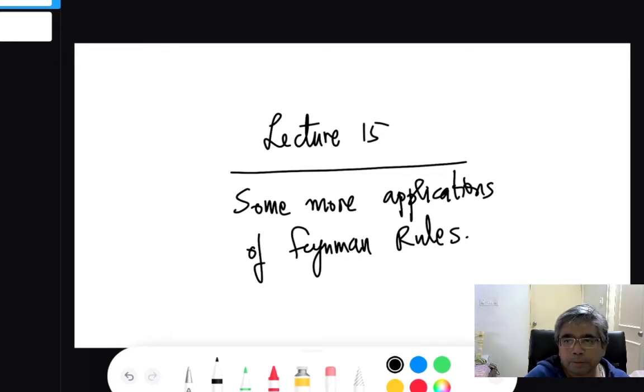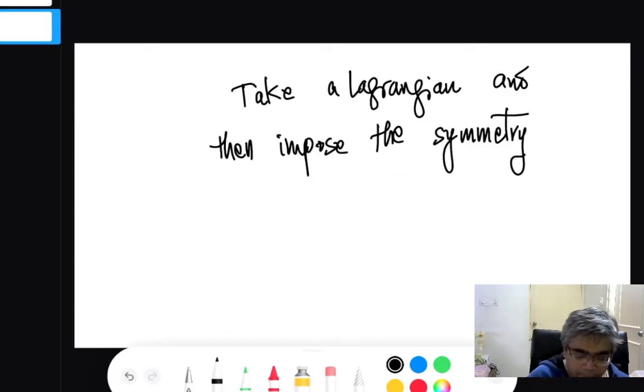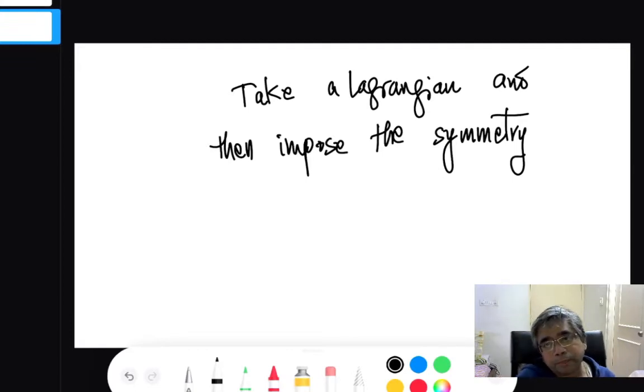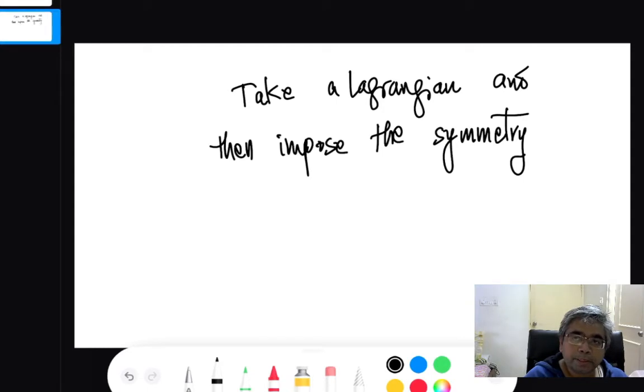Welcome to lecture 15. So we'll continue with some more applications of the Feynman rules. Just to recap, what we have been doing so far is that we started off studying interactions. We took a Lagrangian and imposed a symmetry. The symmetry conserves some quantity, in this case the electromagnetic charge, and this conservation of symmetry locally automatically brings interactions into your theory.